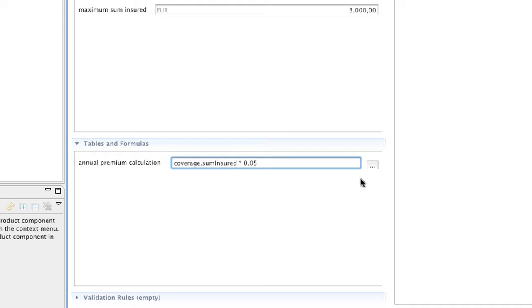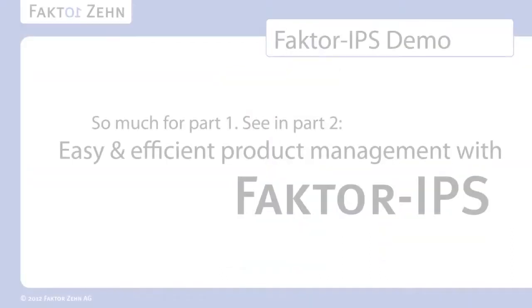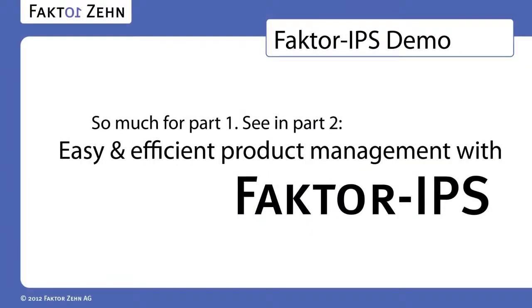Now, we've seen the way the product Home Contents Compact, which was used in the insurance calculator, looks in Factor IPS. In order to show how easily and efficiently products can be created with Factor IPS, in part 2 of this demonstration, I will create and edit a new product. I will also generate a quote with the help of the insurance calculator.